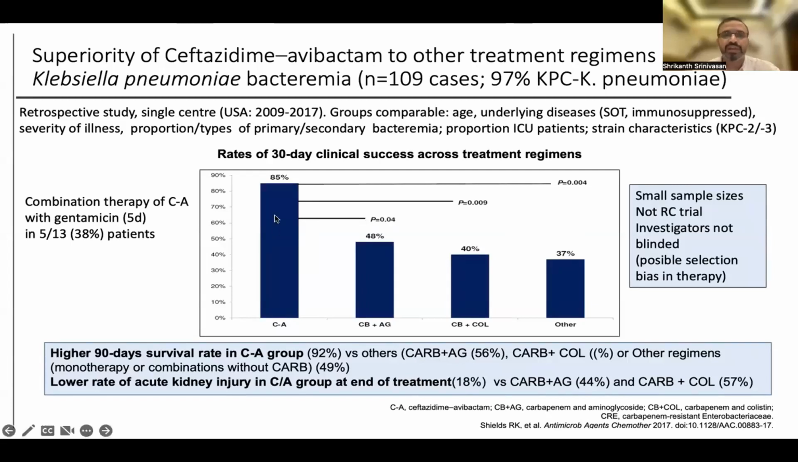The cure rate is much higher, 85% versus 48% for the rest. So definitely a much more superior drug. The 90-day survival is also much higher, 92% survival as compared to only 50% survival when we have carbapenem and colistin combination.